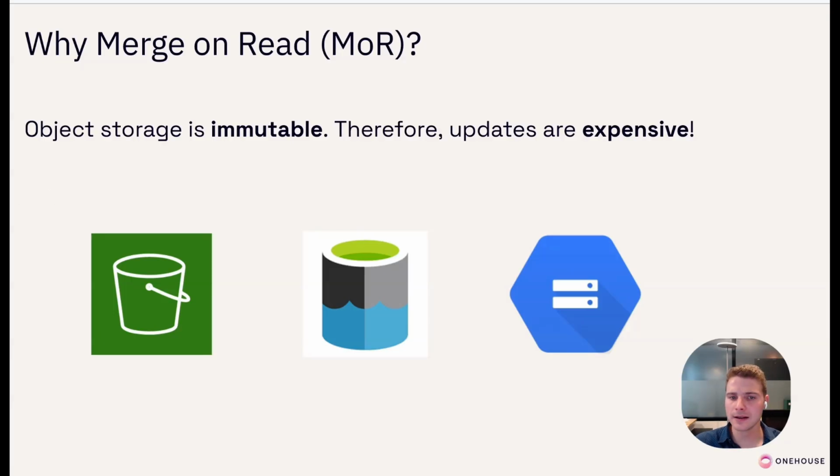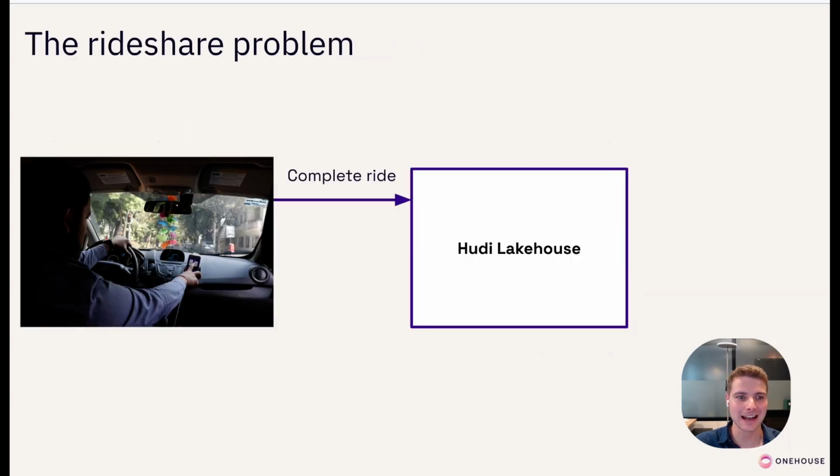So, why does mutable data even matter on the Lakehouse? We know Apache Hudi was created at Uber, so let's talk about a rideshare problem that's near and dear to Uber. Now, this isn't necessarily exactly what they face, but you could imagine this as a hypothetical scenario. So, imagine a driver completes a ride. That ride gets written to the Hudi Lakehouse.